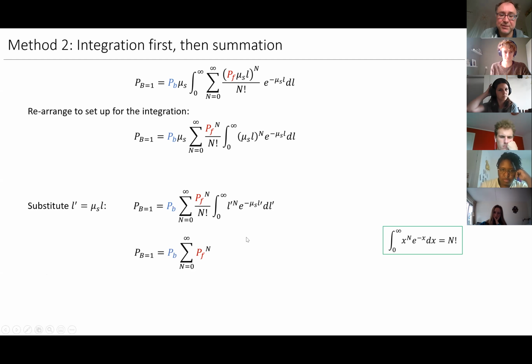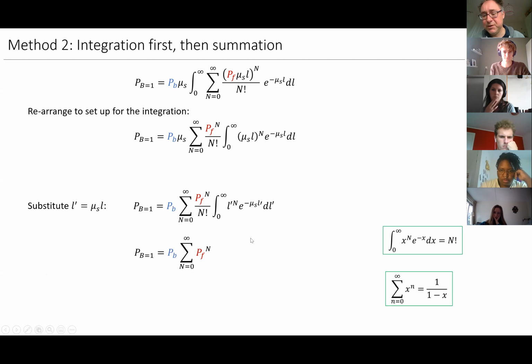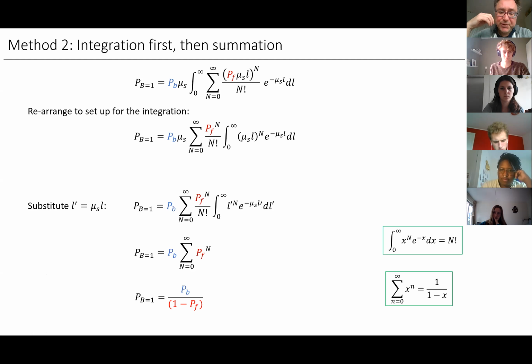This is also a standard sum. It will not surprise you that this one evaluates to 1 over 1 minus x. So finally, the same result is found again: the backscatter probability divided by 1 minus the forward scatter probability.